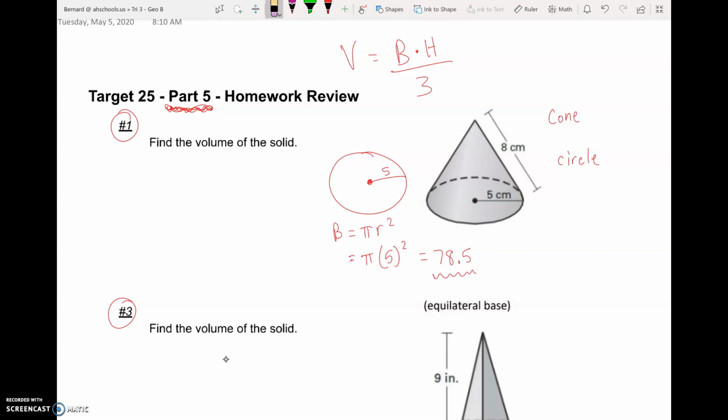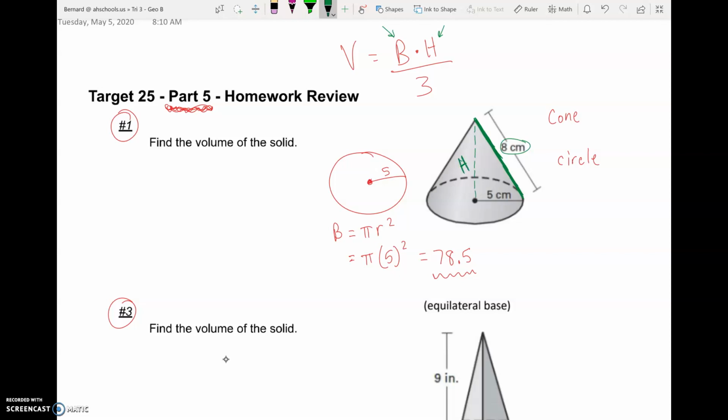Now, we also have to do one more thing. We need H. So we need big B, which we have, and we need H as well. The problem is this 8 over here, which looks like it might be H, is the slanted height. That is the distance along this slanted side of our cone. We don't want the slant height for volume. We did for surface area, but we don't want that for volume. We want the straight up and down height, like this dotted green line down into the center of that circle. That's what our big H is.